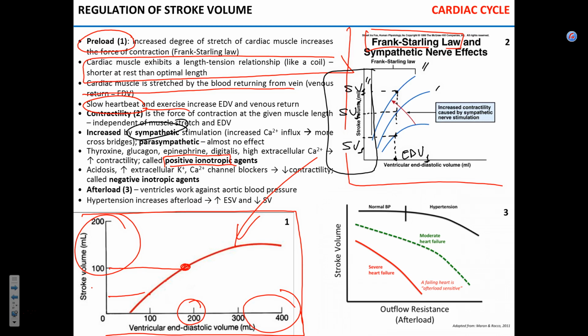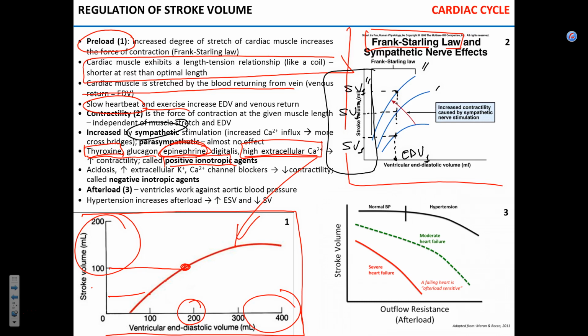Does that make sense? So that would be epinephrine, norepinephrine, calcium, thyroxine, and glucagon. Does that make sense? So positive ionotropic agents. You need to know this term and what it means. And among positive ionotropic agents, I want you to know three: thyroxine, epinephrine, calcium. You good?